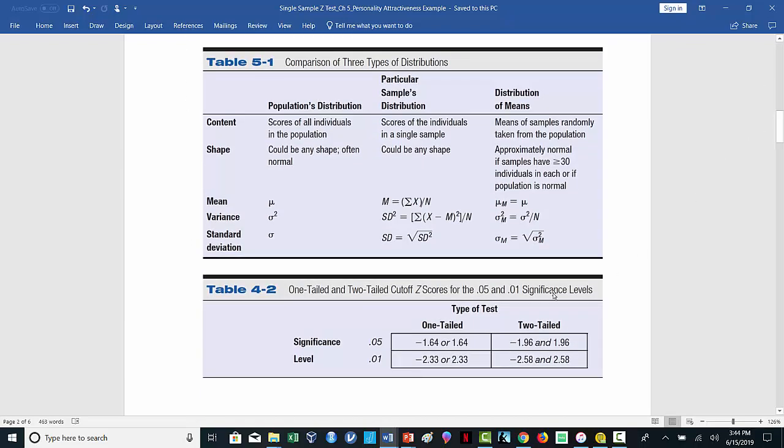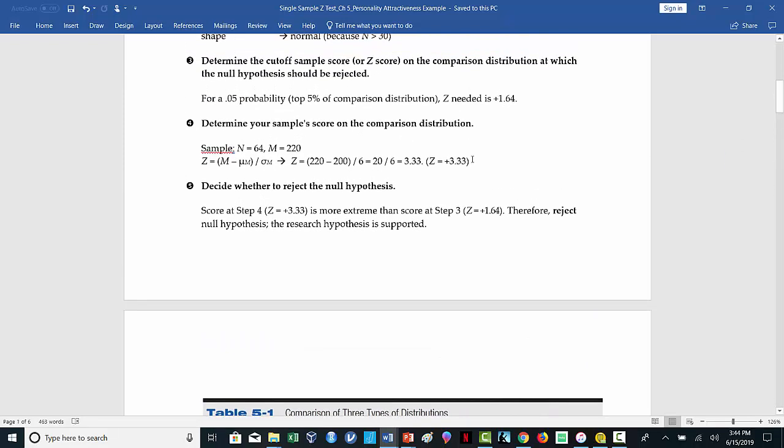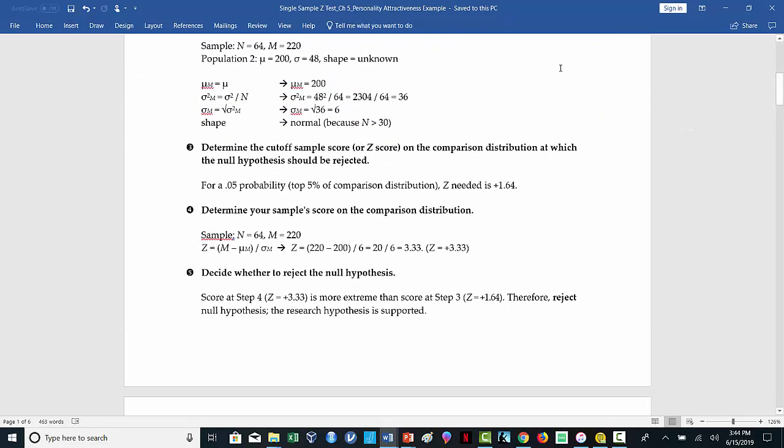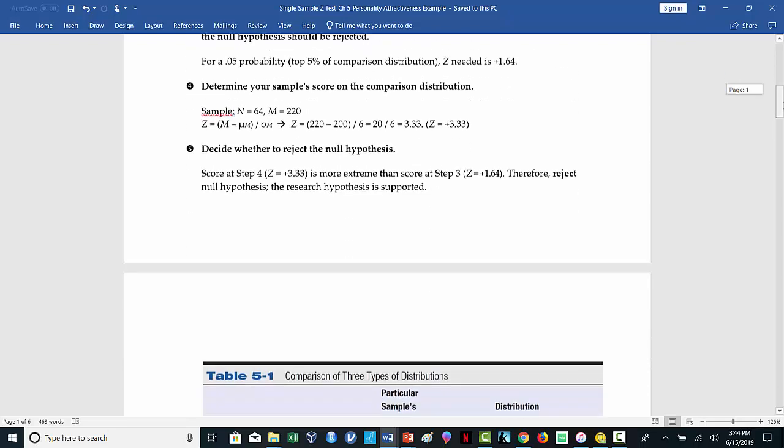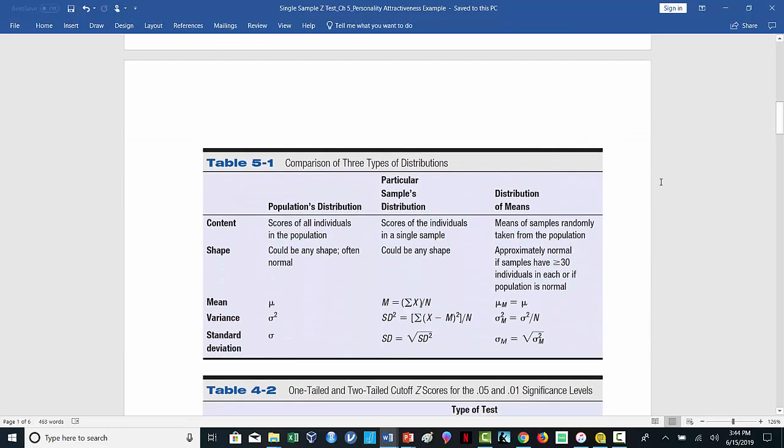So again, you need that same sort of cutoff table to figure out the cutoff score. You have to calculate the z-score in a different sort of way. The only difference is that you first have to find out what the standard deviation is for the distribution of means, and that's what you're going to use in the z equation. So again, there are important differences between three different types of distributions. We've now encountered all three.